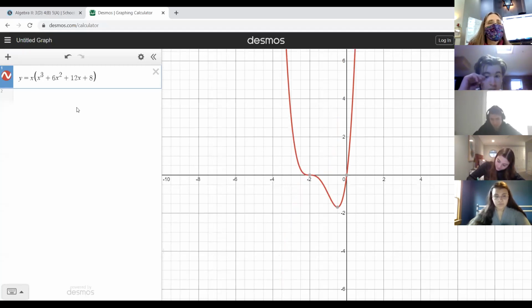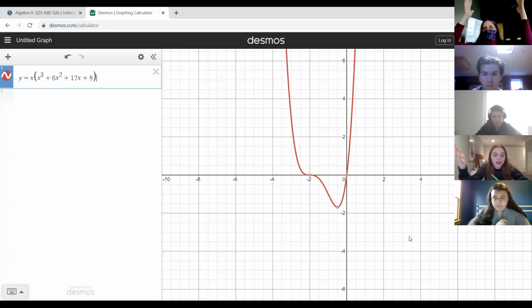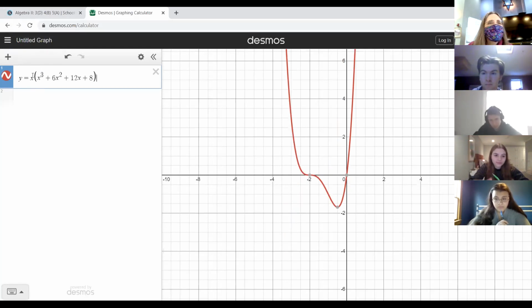Okay, so what I've got here on the graph is the whole function with the x factored out. That's our x equals 0, it crosses here. Is this a 4th degree polynomial? Yeah. How can I tell? Because if you were to distribute the x, then it would be x to the 4th. Yeah, x times x cubed is x to the 4th.